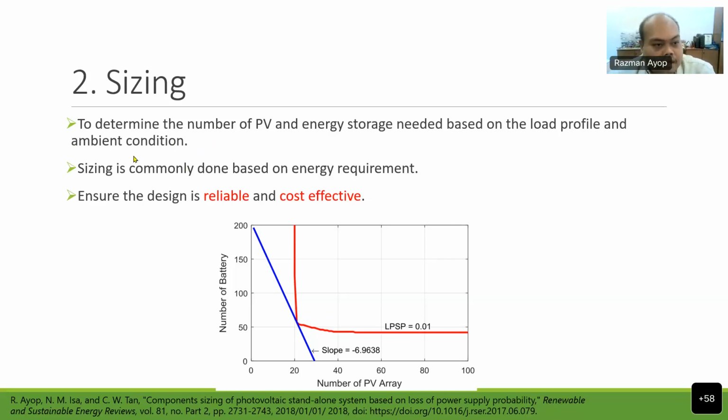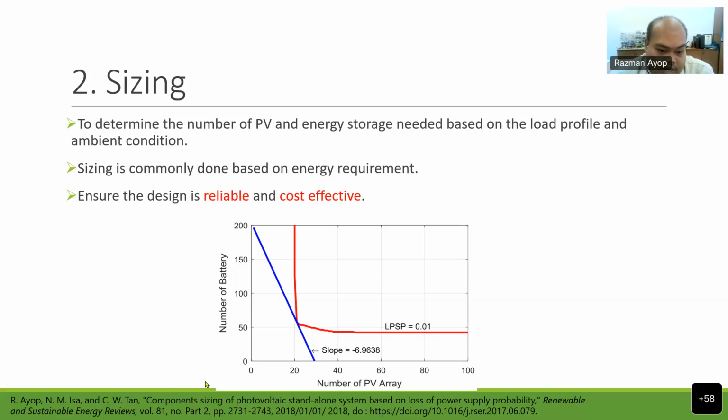Sizing is commonly done based on the energy requirement, like I said before. If your load is quite big, you have a large system. The importance of sizing is to ensure that the design you put in is reliable and cost effective. If it's under designed, it will not be reliable. If it's a standalone system, it will shut down. But if the system is over designed, it will be less cost effective, which is costly.